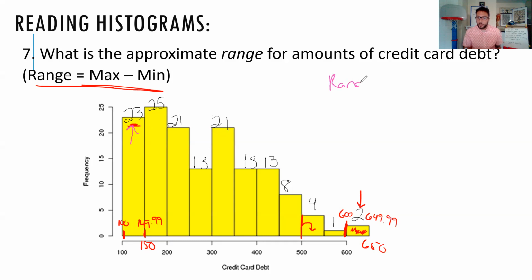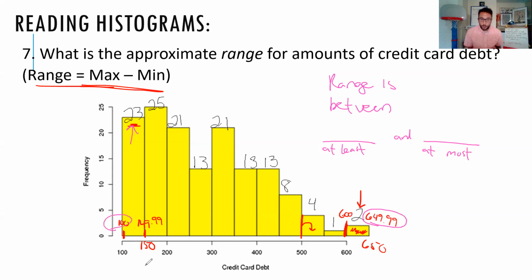So the range is going to have to be between 2 numbers. It's going to have to be at least something, but at most something else. The widest possible range we could have would be if the maximum were 649.99 and the minimum were 100. So the widest possible range we could have, right, is from here to here. And so in pink there, that's 649.99 minus 100 gives us 549.99.